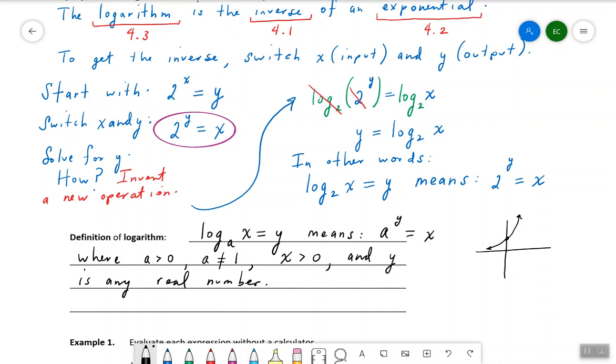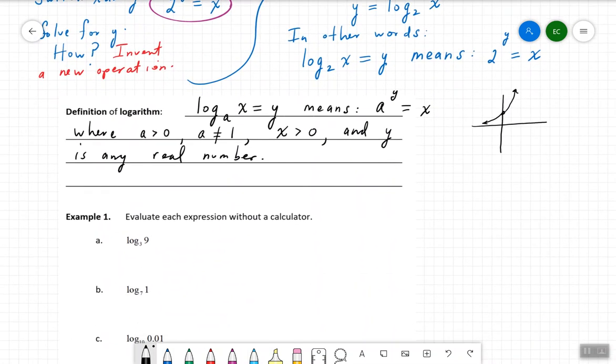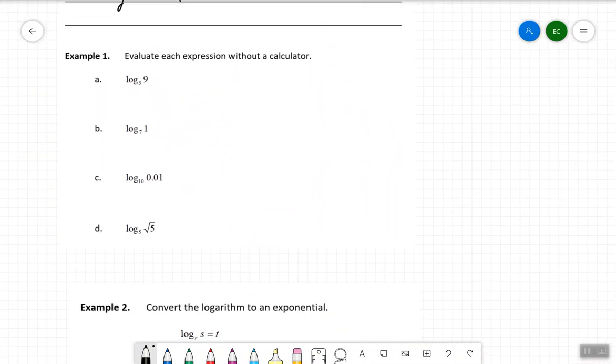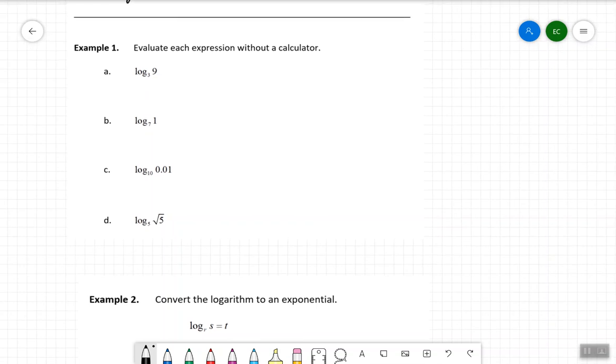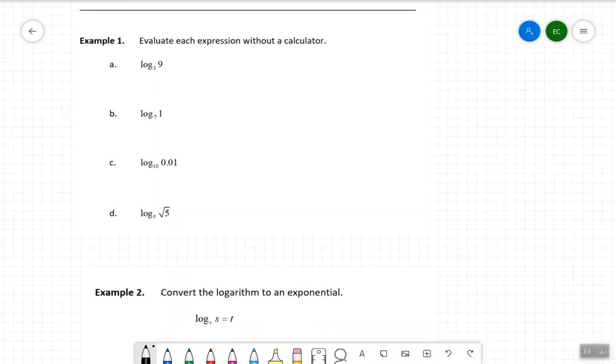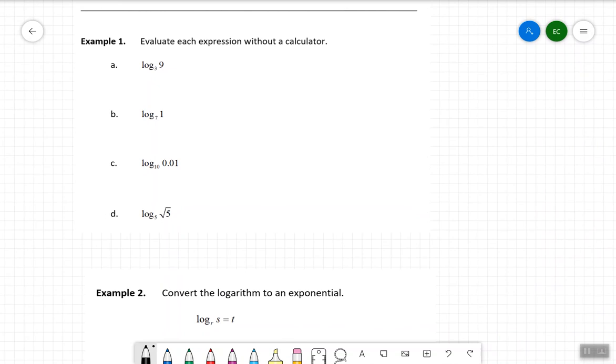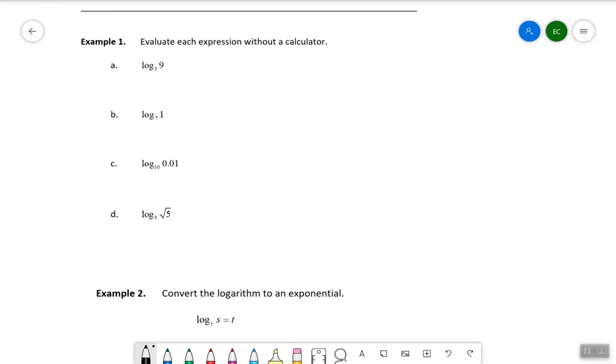It's worth repeating one more time. The log is the inverse of the exponential. Okay, well, let's go ahead and try to evaluate some logarithms, and that might help us to get a better sense of it. It's a brand new operation. It's a tricky one. A lot of students have trouble with it at first, but with a little practice, I think we'll get good at it.